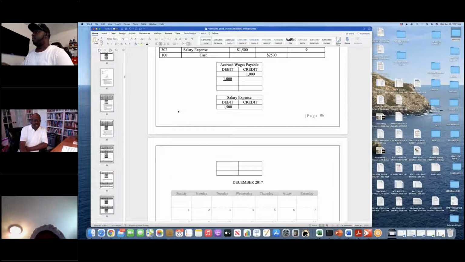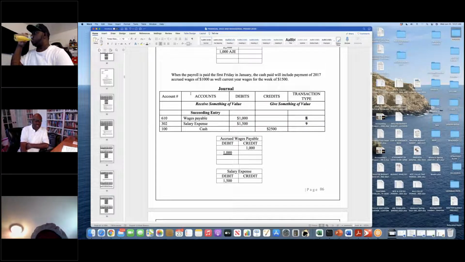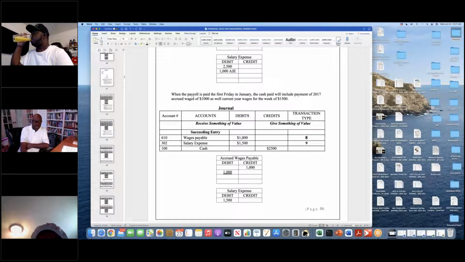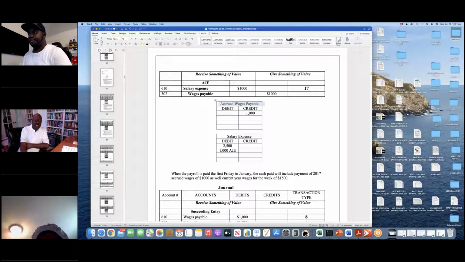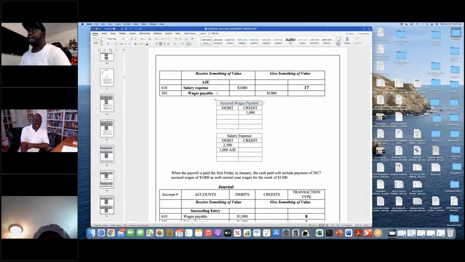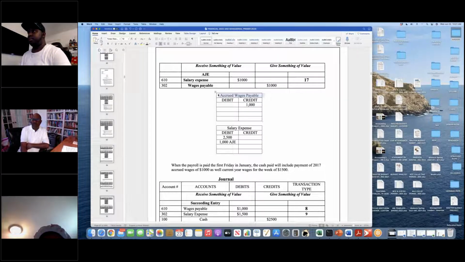So you've got this document, and you should go back and highlight as I have, so okay, this is the AJE. This is the AJE that I got to make when I'm dealing with this item.